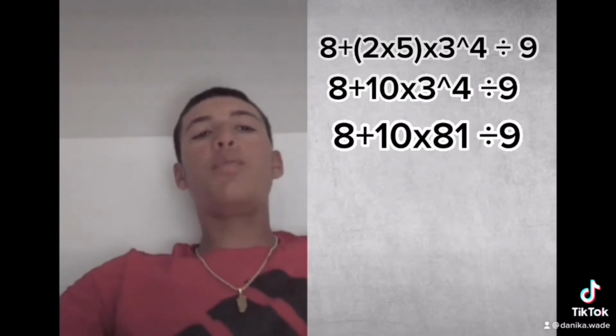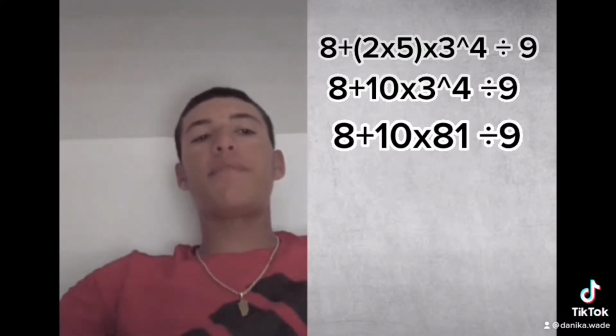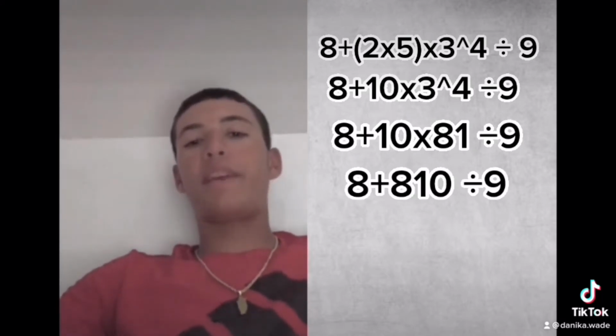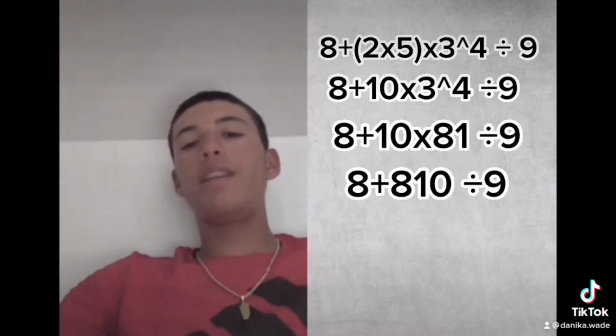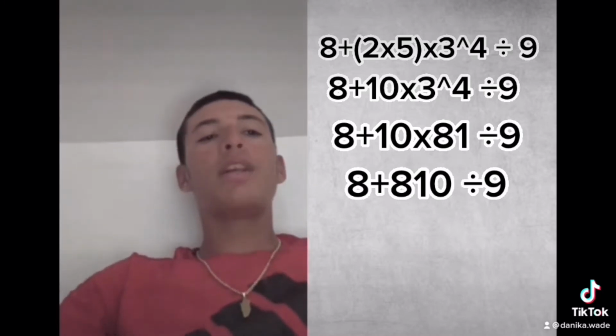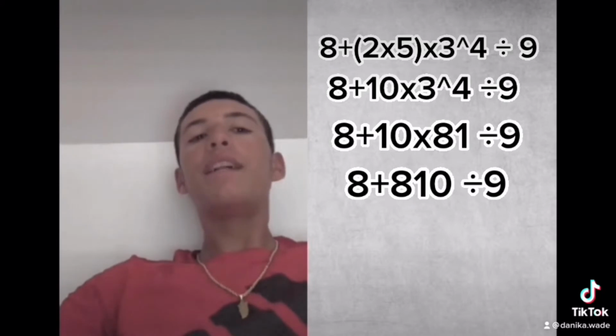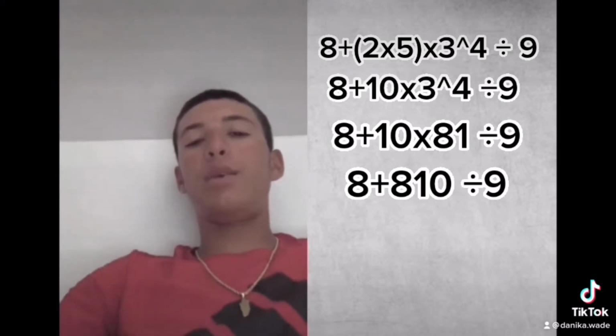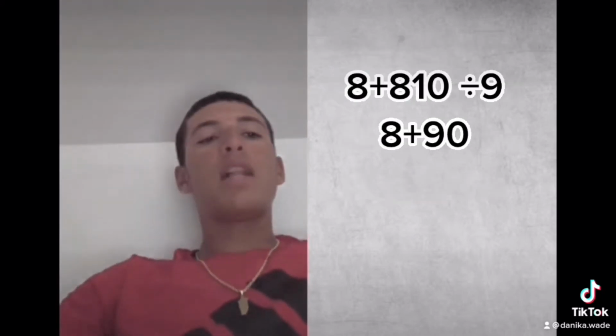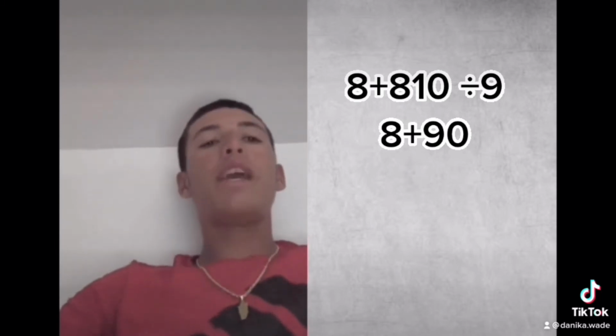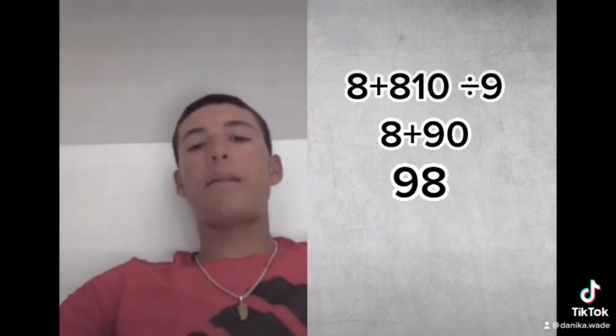Now you're going to do multiplication and division from left to right. First comes the multiplication. 10 times 81 equals 810. Then division. 810 divided by 9 equals 90. Lastly comes addition. 8 plus 90 equals 98. And that's your final answer.